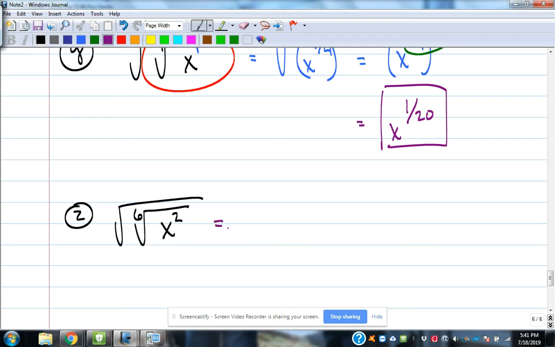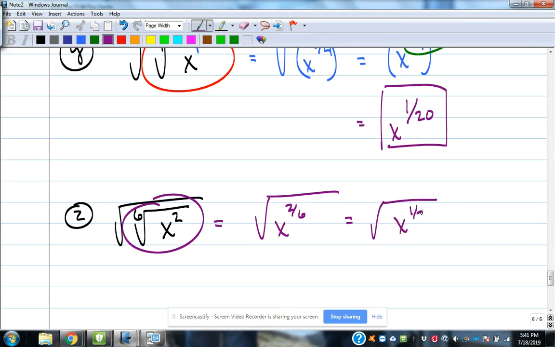So start on the inside. We're going to convert this one into being x to the power 2 over 6, and that's still underneath the square root. I'm going to go ahead and put another step in there because we know 2 over 6 is really 1/3. All I did from step 1 to step 2 was change the 2/6 to 1/3, just reduce that fraction.